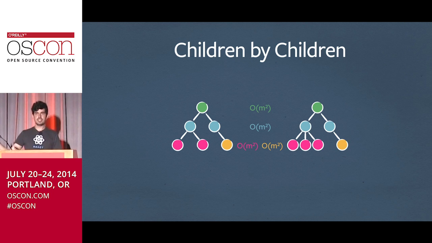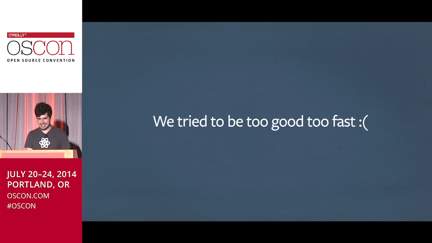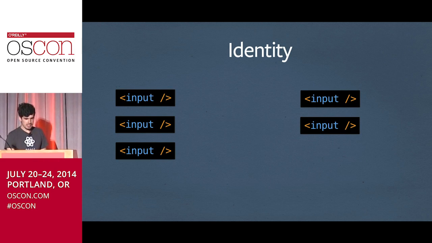Now again, if you look at the literature for diff algorithms between lists, you're going to look at the Levenshtein diff algorithm. But we tried to be a bit too good too fast, because the Levenshtein algorithm doesn't work in our use case. And in order to explain why, I'm going to show you a little example. And this all has to do with identity.